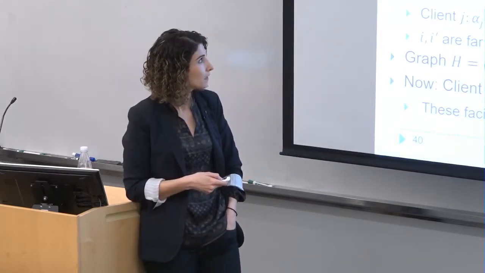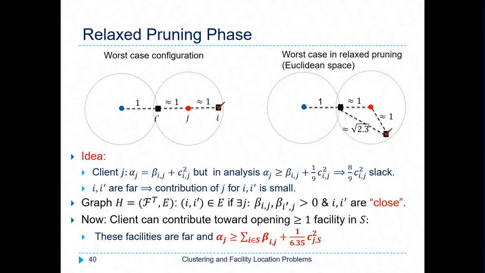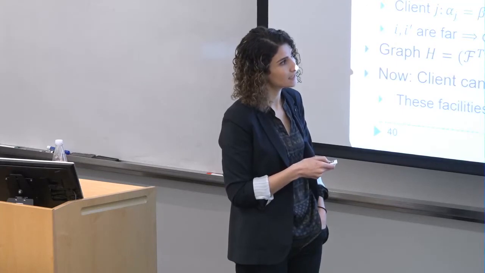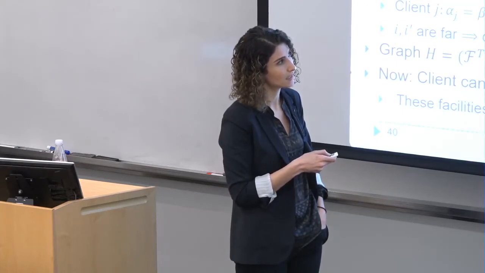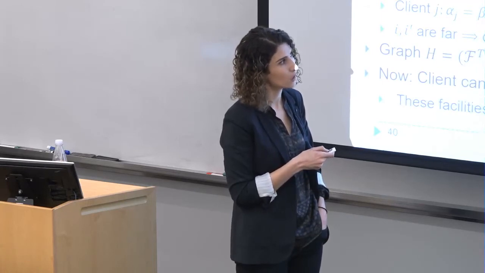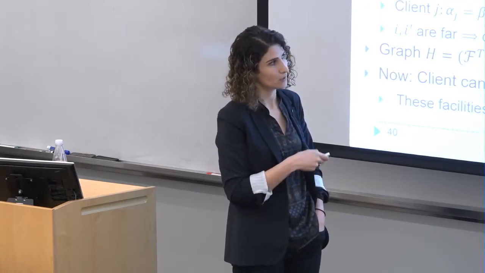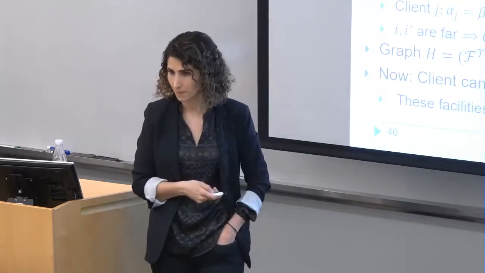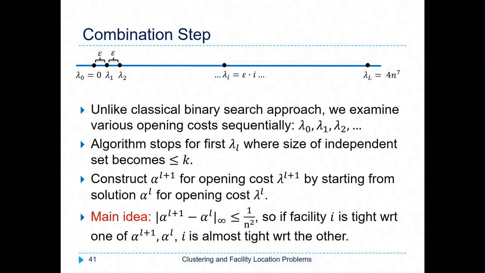Okay? So now, with this new pruning phase, really the worst case that can happen is something like this. If I didn't open this facility, it's because of a facility that is close. So this facility cannot really be in this area. It has to be closer. And now I get (1 plus square root 2) to the power of 2 approximation, which gives us this 6.35. Okay? So this is how we get improvement in the first part.